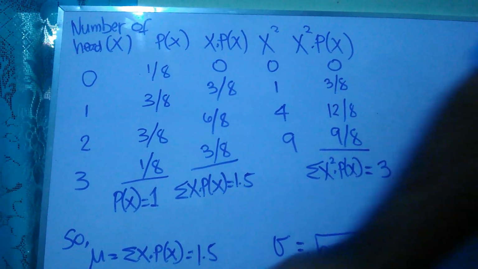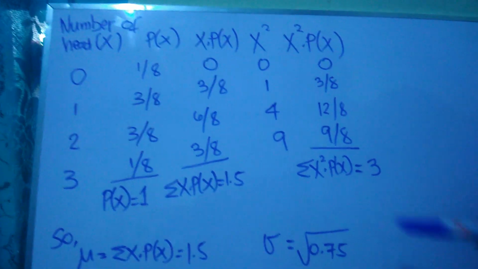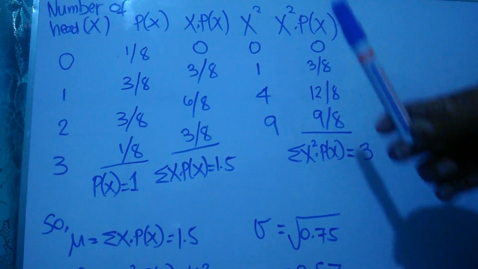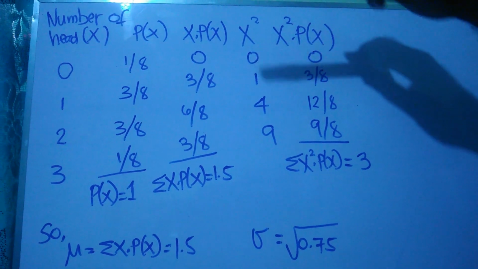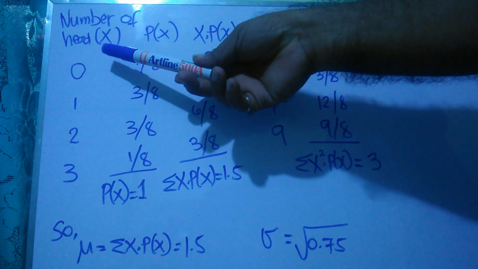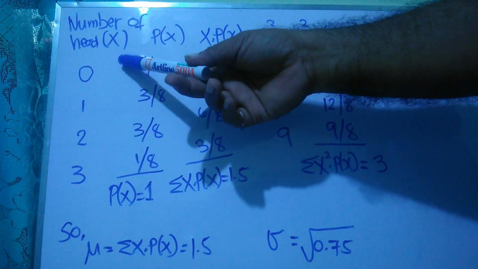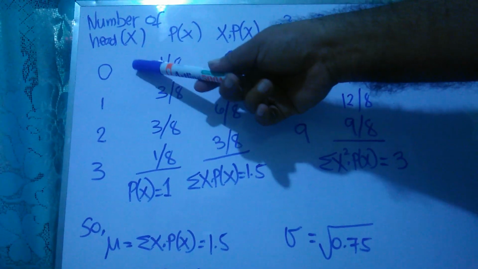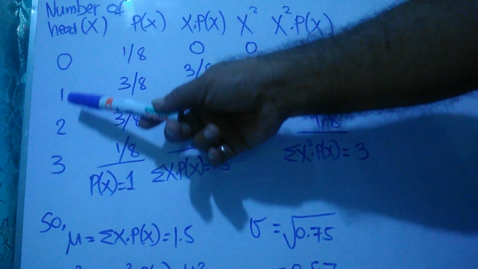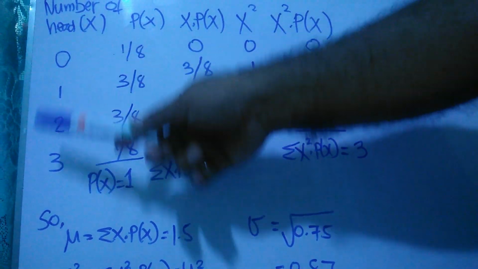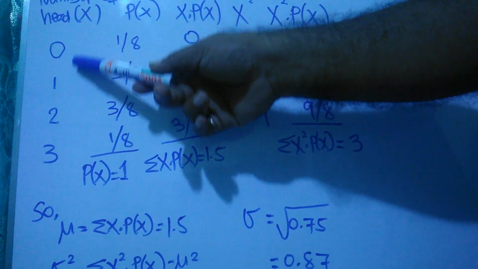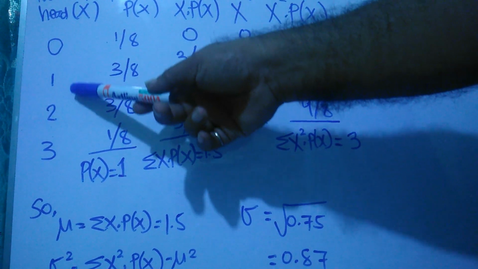We have 5 columns. Since we compute the mean, variance, and standard deviation, this way you construct 5 columns. The first column is the number of heads. These are the possible values, and you can see this in the tree diagram. So the values are 0, 1, 2, and 3.